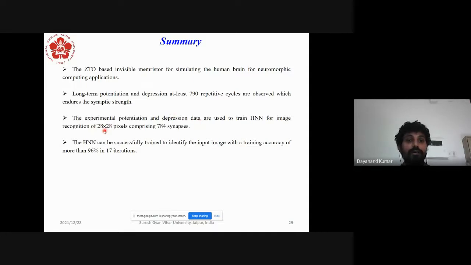And we use it to check our image recognition. We use 28x28 pixels, comprising 784 synapses, to check the accuracy of our device. One pixel means one synapse here. The Hopfield neural network can be successfully trained to identify the input image with a training accuracy of more than 98%. Here is the mistake in 17 iterations. So thank you very much.